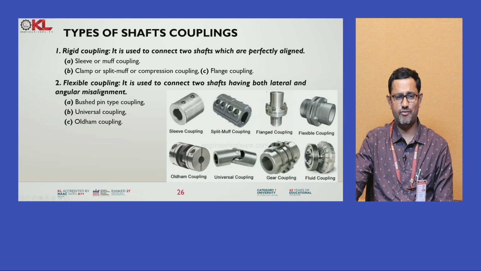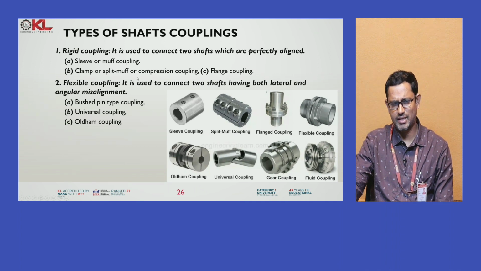And another classification is the flexible coupling. The name itself indicates it is used to connect two shafts having both lateral as well as angular misalignment. That means these rigid couplings are majorly used to connect shafts which are aligned, whereas these flexible couplings are used to connect shafts which are misaligned or have lateral misalignment. First one is the bushed pin type coupling, universal coupling and Oldham coupling. You can see here the universal coupling, because here one shaft is in this direction, another shaft is in this direction. They are not perfectly aligned. Still we can join those shafts using this universal coupling.